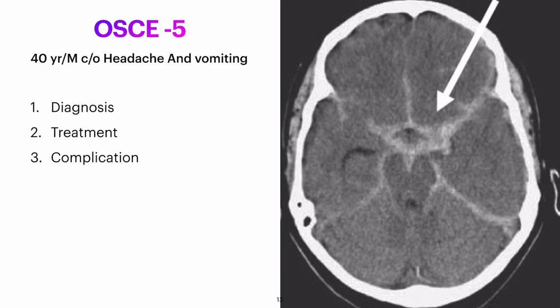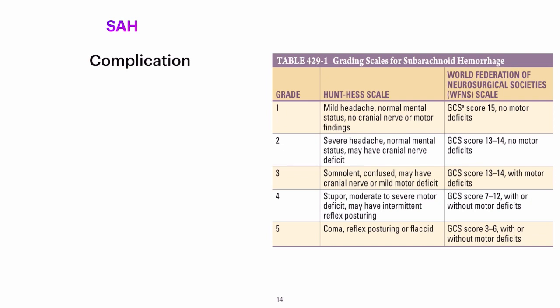This is asked in viva as well as in OSCE. For your information, this appearance is known as star of circle of death or star of death appearance. So this case was a case of subarachnoid hemorrhage.